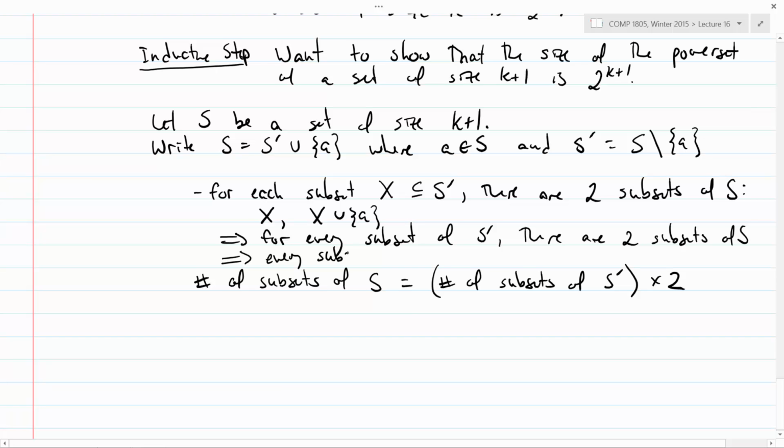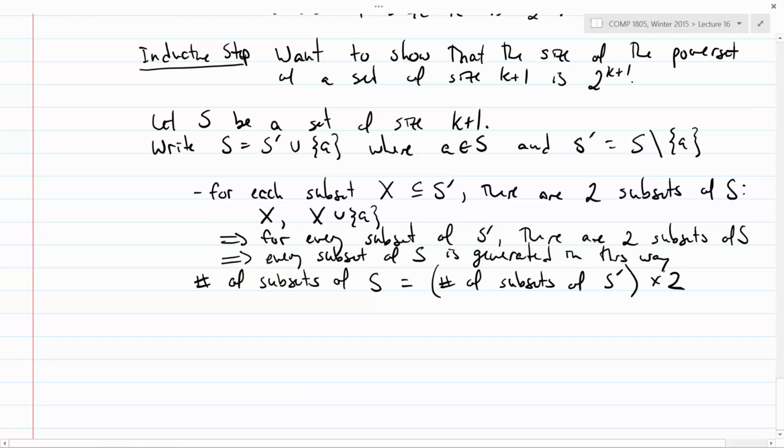Every subset of S is generated in this way. And I don't have room, but you would say because for every subset of S, either A is present or it's not. Yeah? You're saying, for each subset, there exist two, right? Not there's only two? There are exactly two.